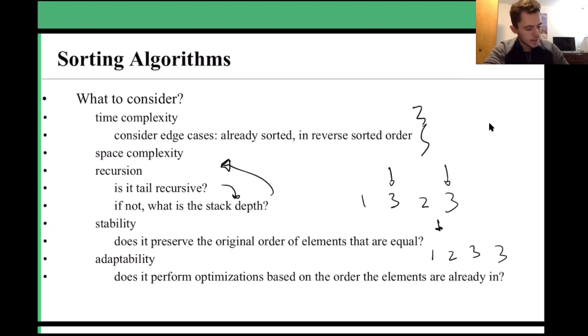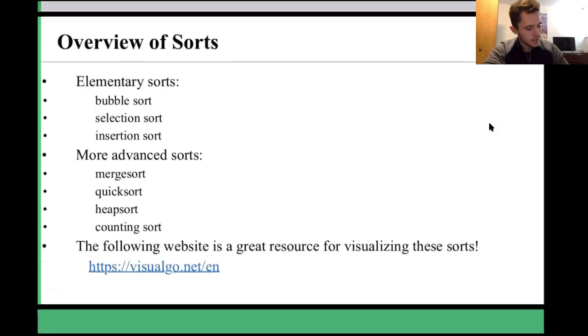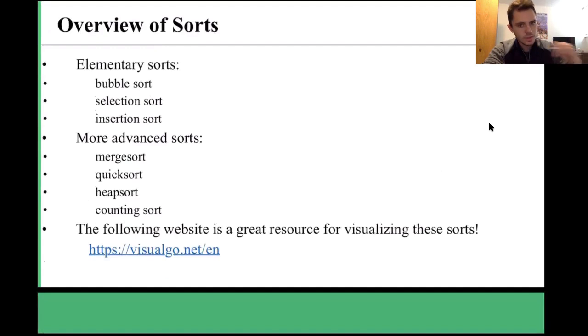And then let's take an overview of all of our different sorts. We have our various elementary sorts. These are all pretty much going to be O of n squared for the most part. And then our more advanced sorts, which are usually some form of O of n log n.